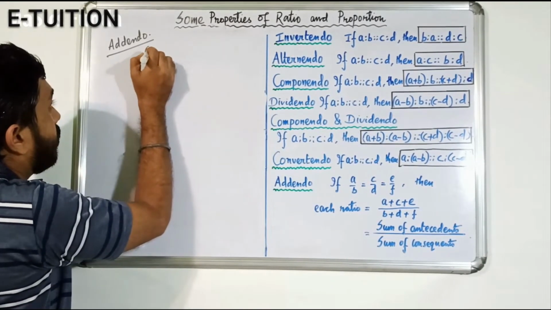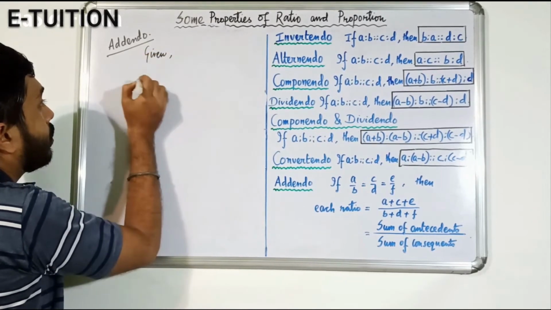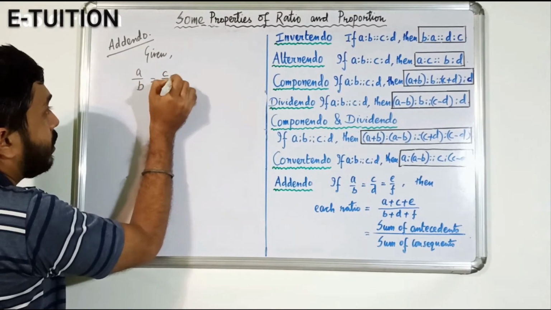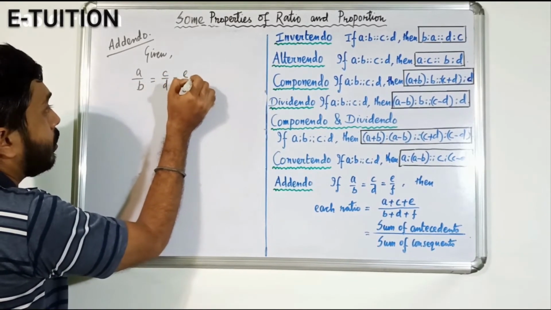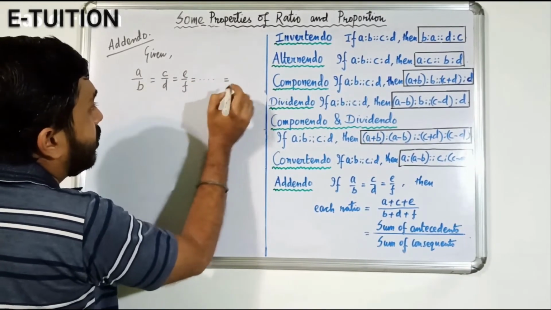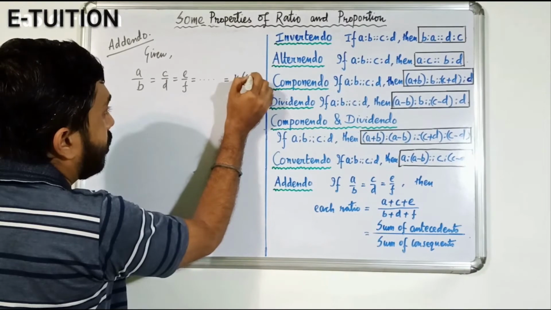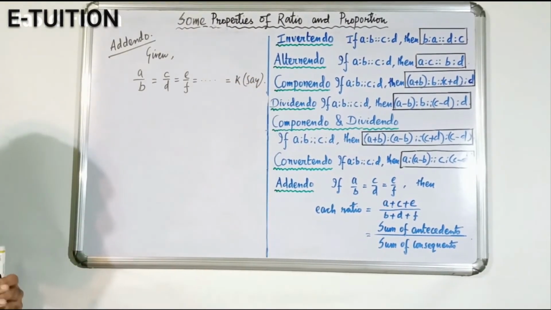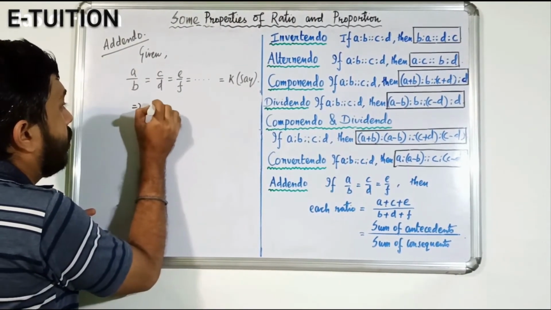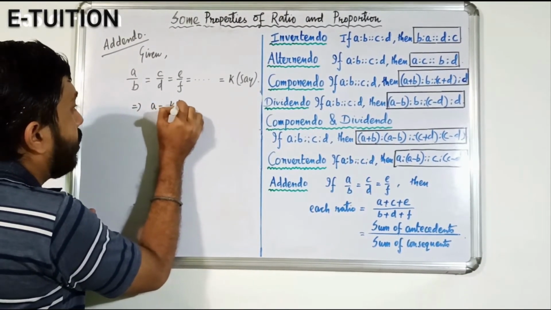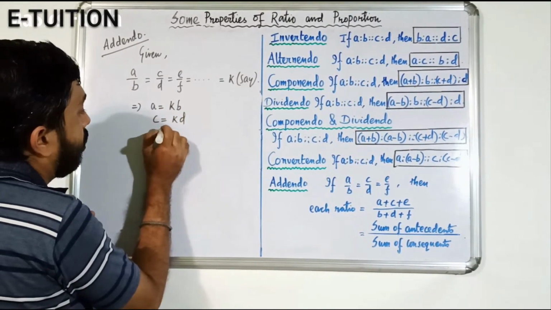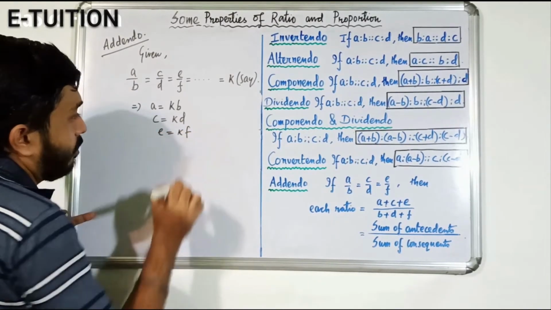If it is given A is to B or A by B is equal to C by D equal to E by F, okay, and so on, and we are assuming each ratio is equal to K. Okay, we are assuming each ratio to be K. Then A equal to KB, C equal to KD and E equal to KF.